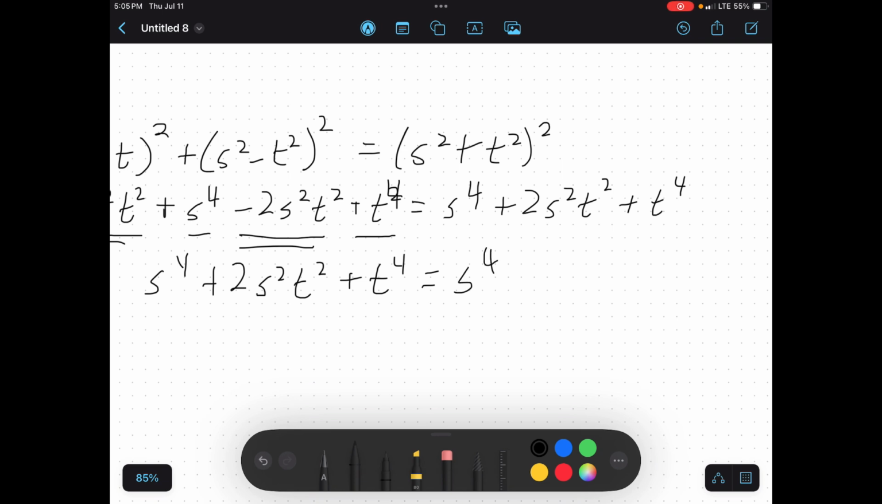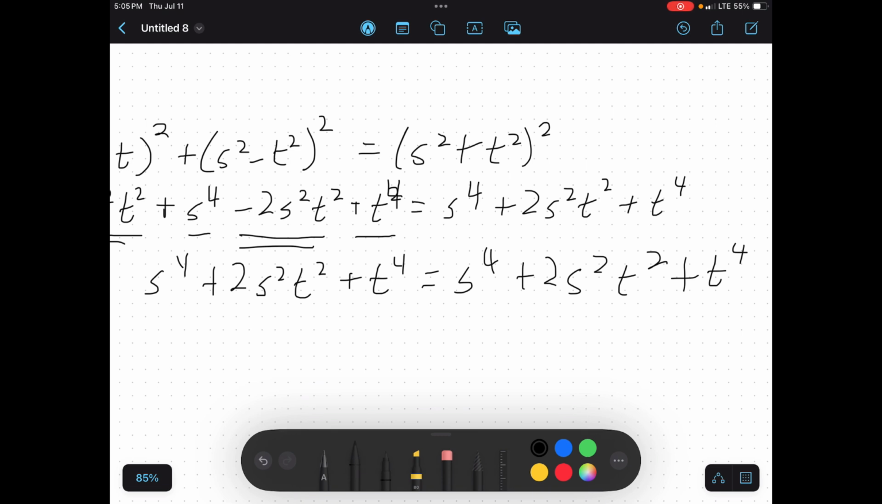s to the 4th plus 2s squared t squared plus t to the 4th. Same thing on both sides. So this implies that this would work for any s and t, even if they were not integer values.